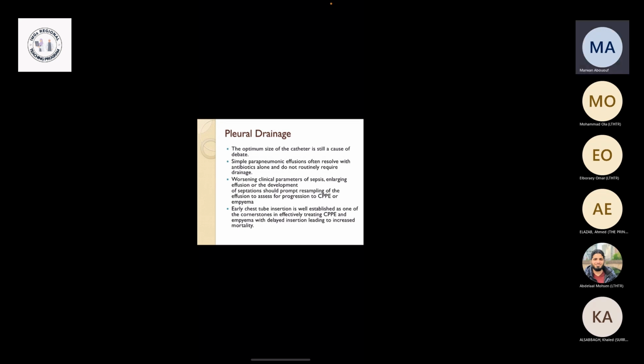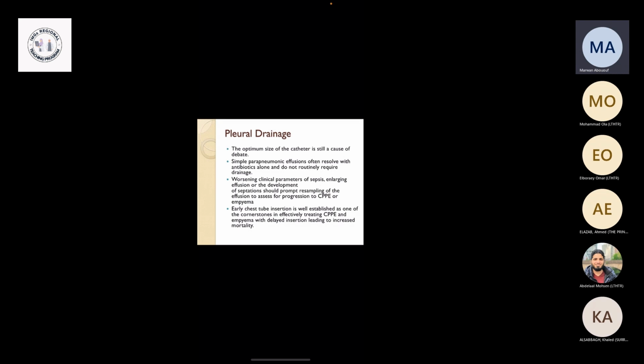The second line of management after the antibiotics is pleural drainage. The optimum size of the catheter is still a cause of debate. Many studies say that a large-bore tube for empyema is better than a smaller one, but other studies say they don't differ. Simple parapneumonic effusion often resolves with antibiotics alone and doesn't routinely require drainage. So in simple parapneumonic effusion, with no loculation, no septation, and pH more than 7.2, we are not thinking of doing drainage or inserting a drain.